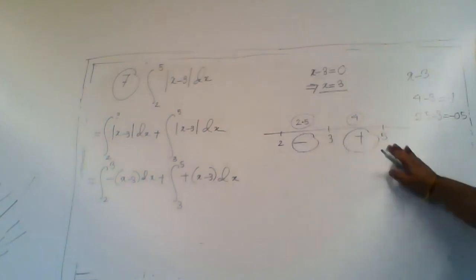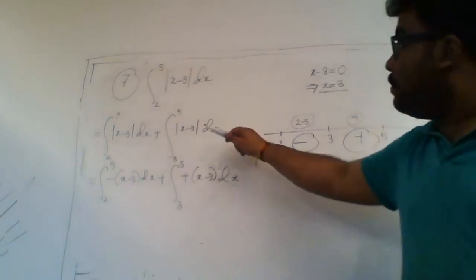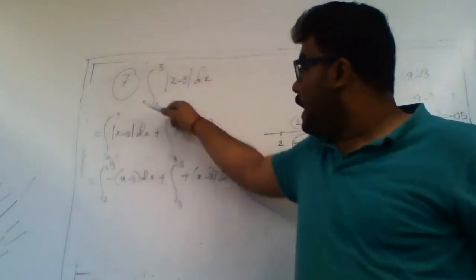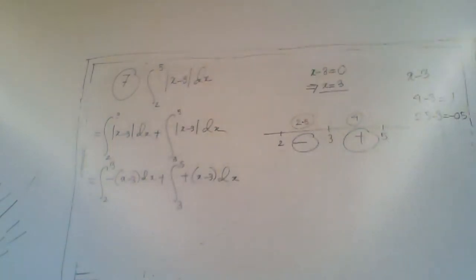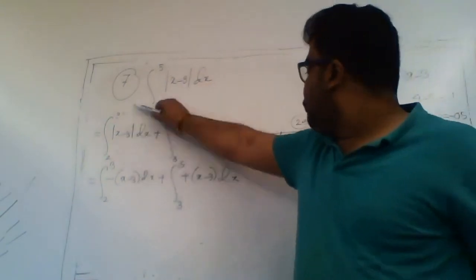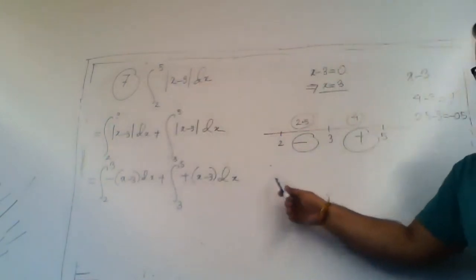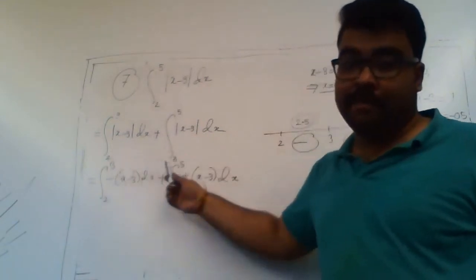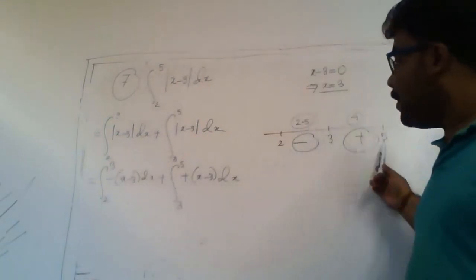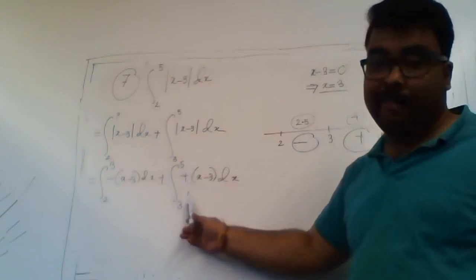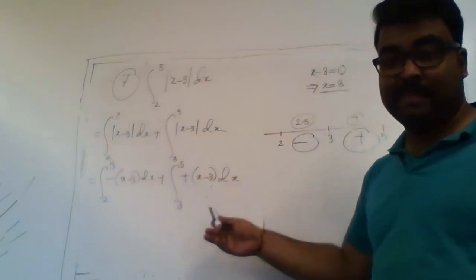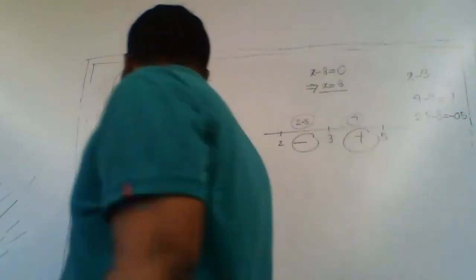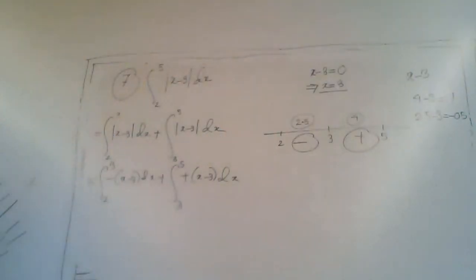Once you have determined the sign, you break the integral from 2 to 5, first from 2 to 3 and then from 3 to 5. Here from 2 to 3, since I have a negative sign, when I open the bars I just put minus in front. And from 3 to 5, since I have a plus sign, when I open, I put a plus in front. That is, putting plus and not putting plus is the same thing. Now once we have done this, we are good.